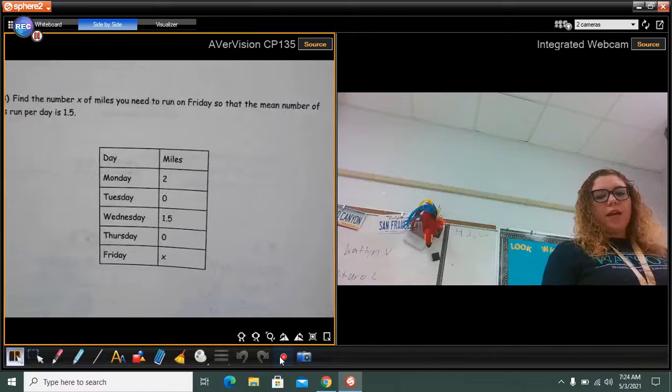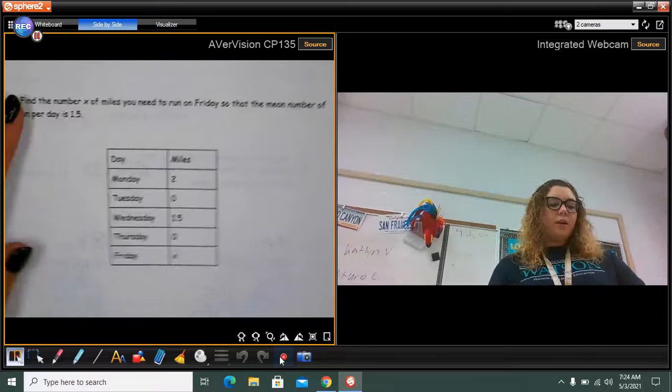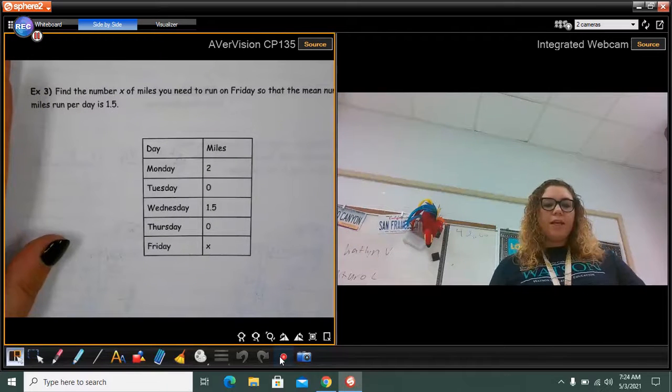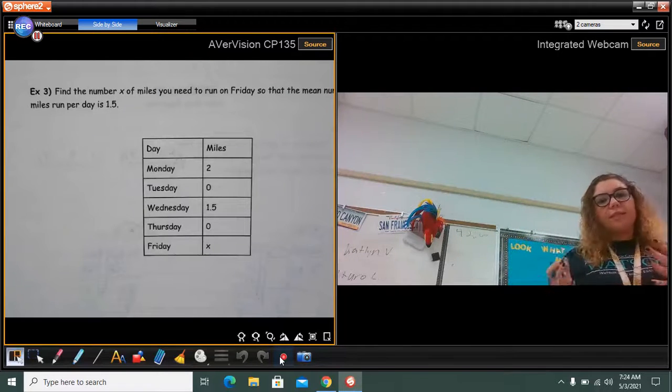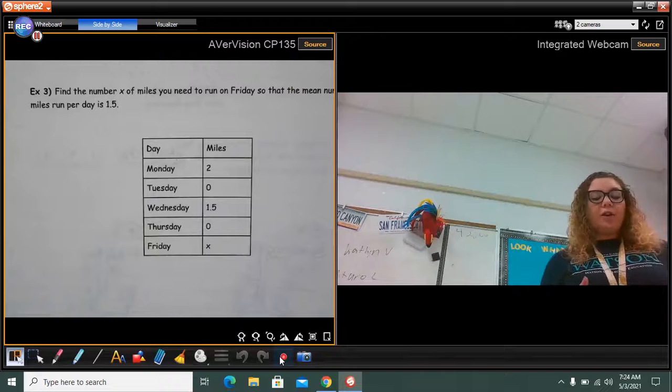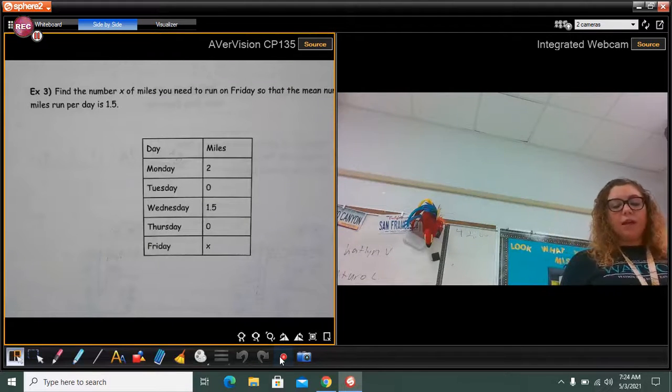It says find the number of x miles you need to run on Friday so that the mean number of miles per day is 1.5. Okay, so mean means your average. If you remember from 7th grade, to find your mean, you add up all of your values and then you divide by the amount of values you have.